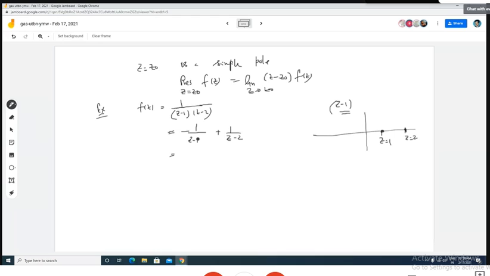And now if you expand it, you will have here 1 upon 1 minus z, or maybe you write minus sign, so z minus 1. In denominator you will get z minus 1.